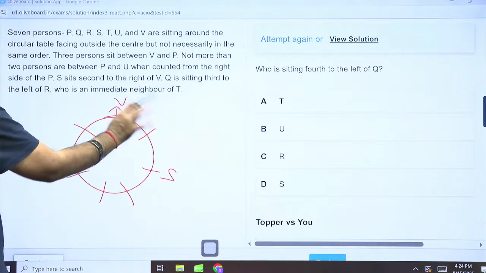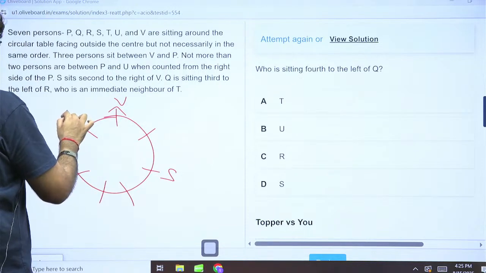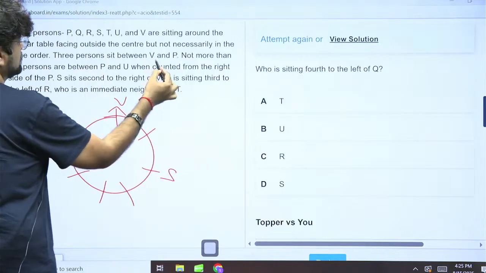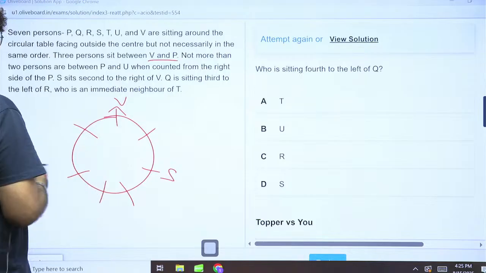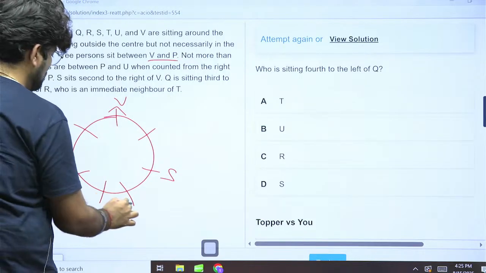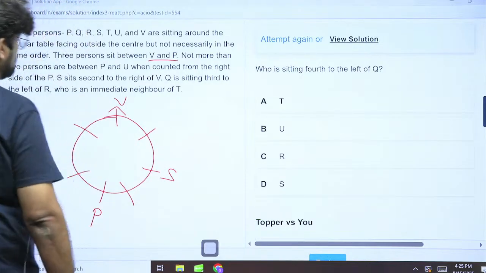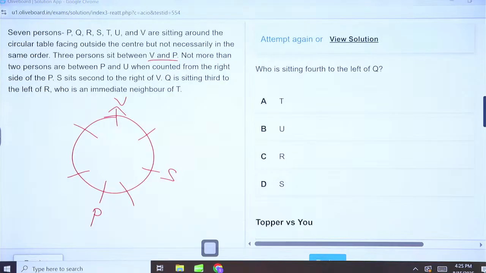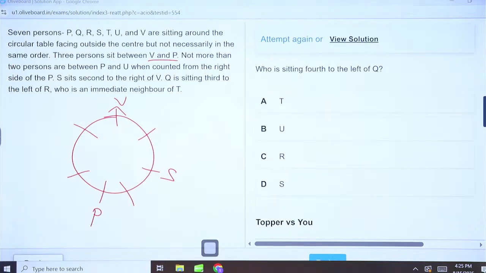Now, this cannot be T. Okay, so this can be T. If this is T, okay, let's read something else also. 3 persons sit between V and P. Okay, V, 3 and 3. P and U. So, let's place P here first. 1, 2, 3. Let's place P here first. And we are saying not more than 2 persons are between P and U when counted from the right. When counted from P's right, there should not be more than 2 persons between P and U. Okay, can U be here? There can be less than 2, no?